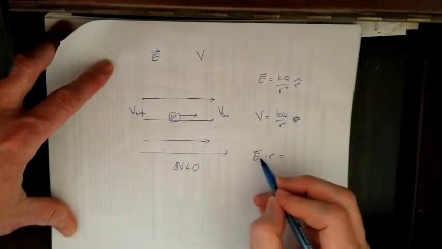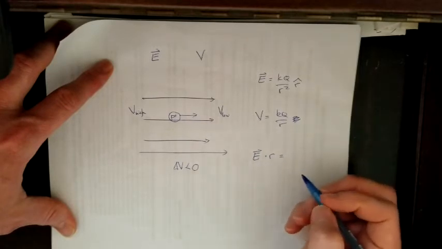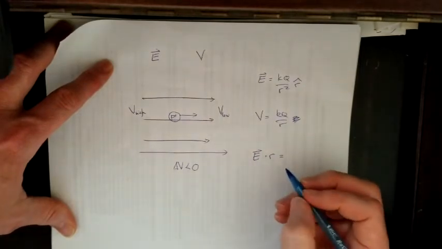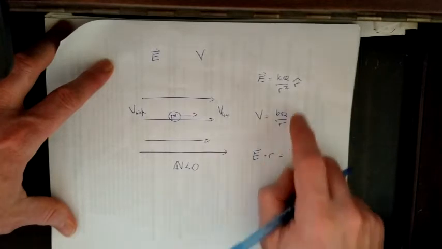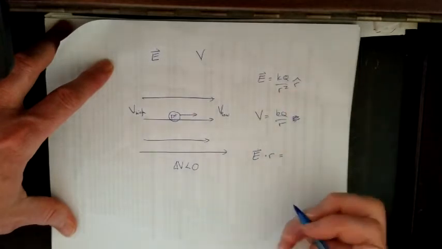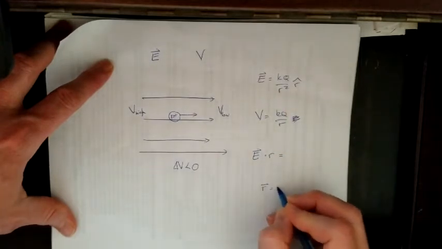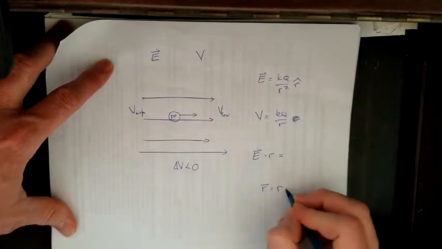Well, if I want to get rid of a vector and I'm doing multiplication, let's do a dot product, because that gets rid of the vector, creates a scalar product. So as long as r is in the same direction as r hat, which it would be, the r vector is equal to the magnitude of r in the r hat direction.